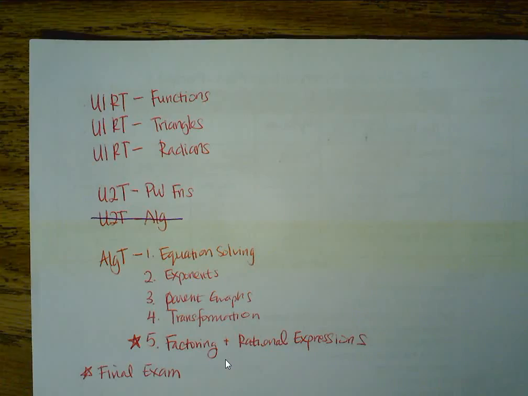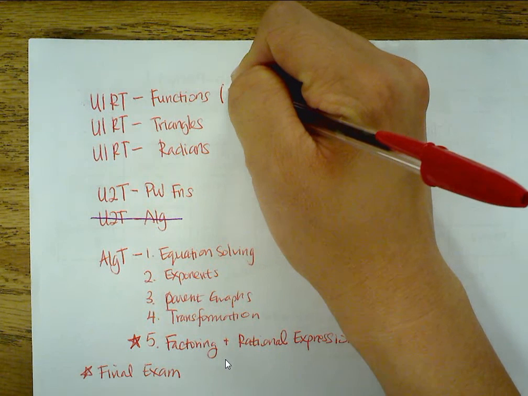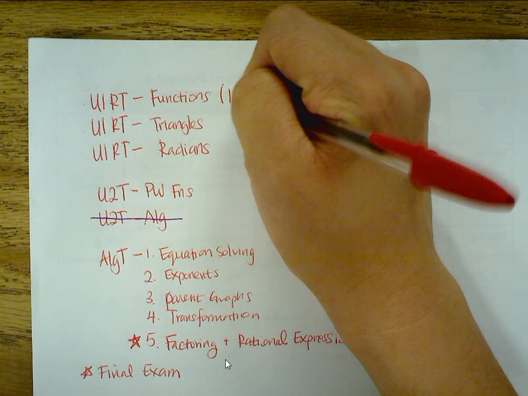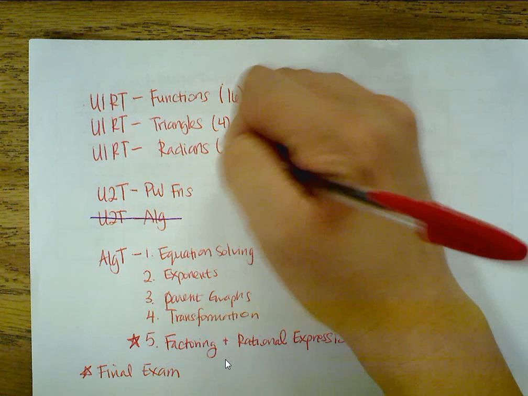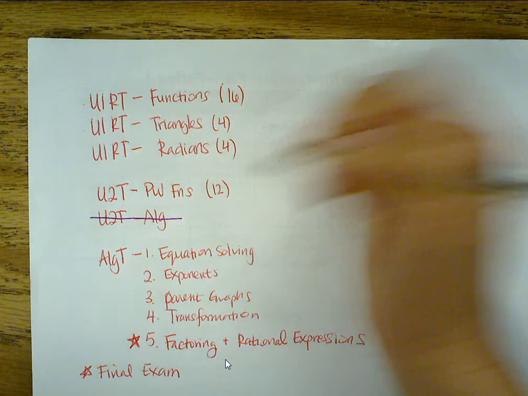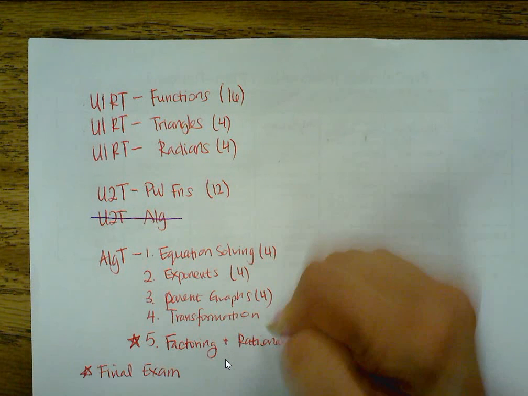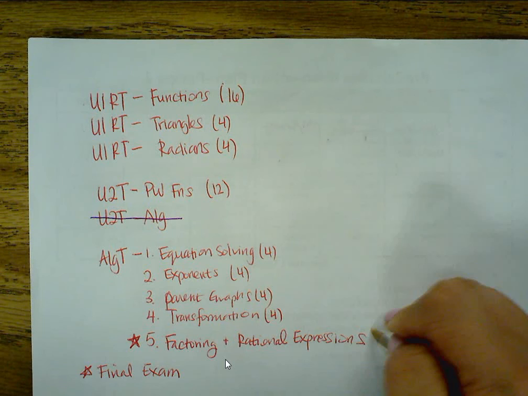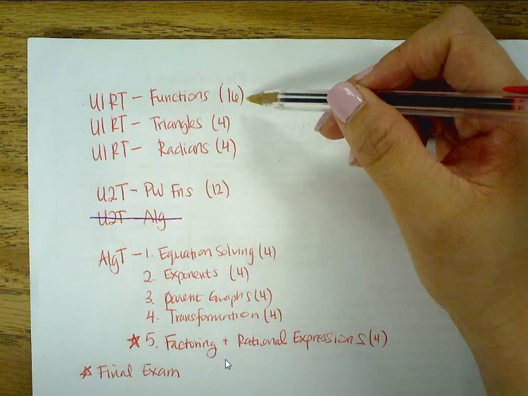By the way, this one is worth more. This is worth 16 points. These ones are worth 4. This one's worth 12. These ones are worth 4. Meaning this one is worth a lot more, and this one's worth a lot more, because these are actually pre-calculus topics. The rest is kind of algebra.